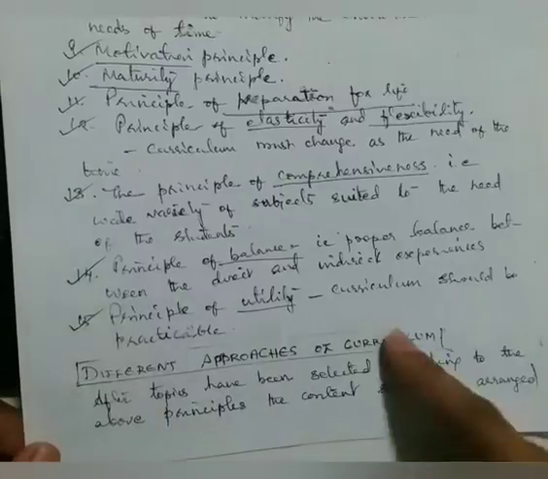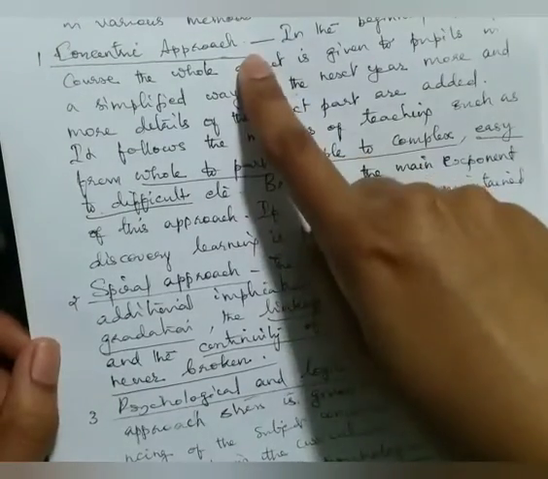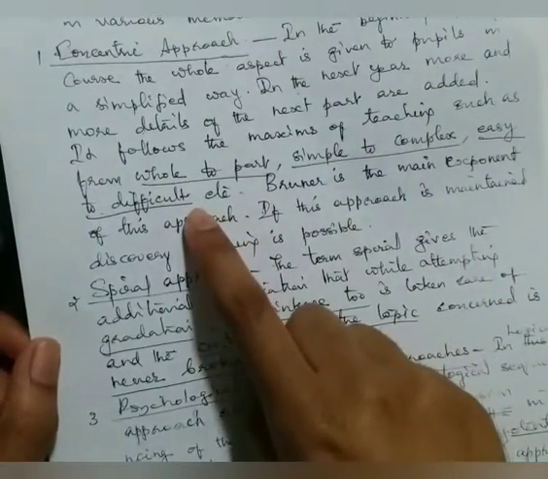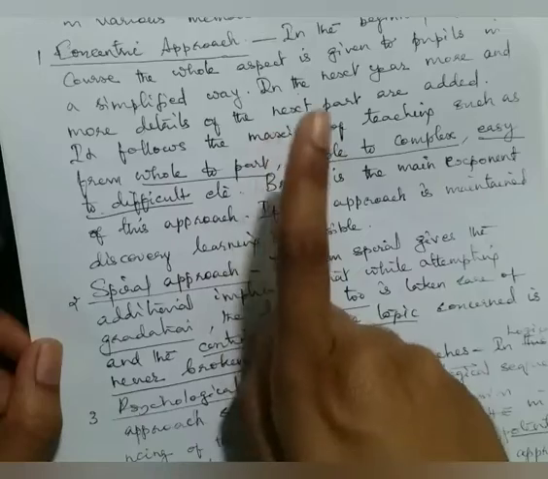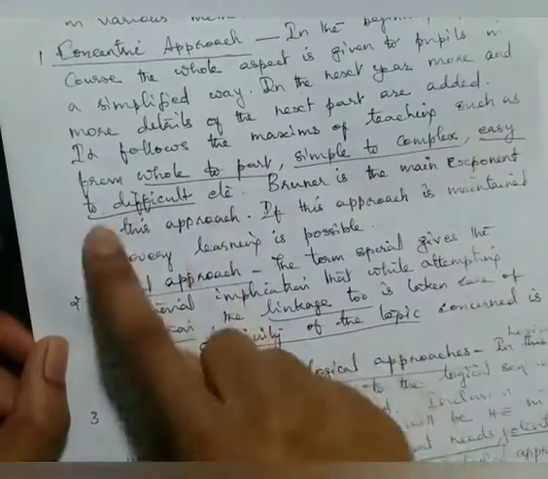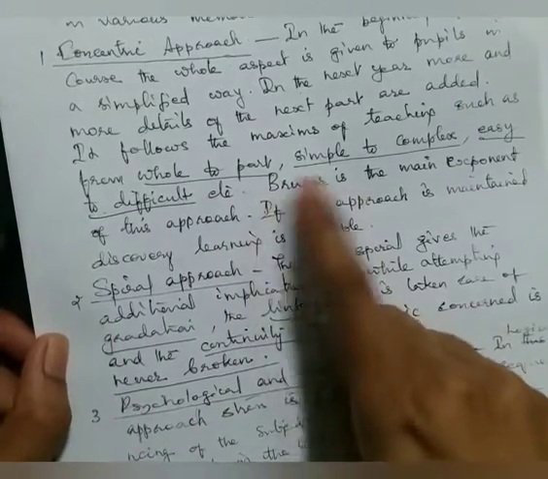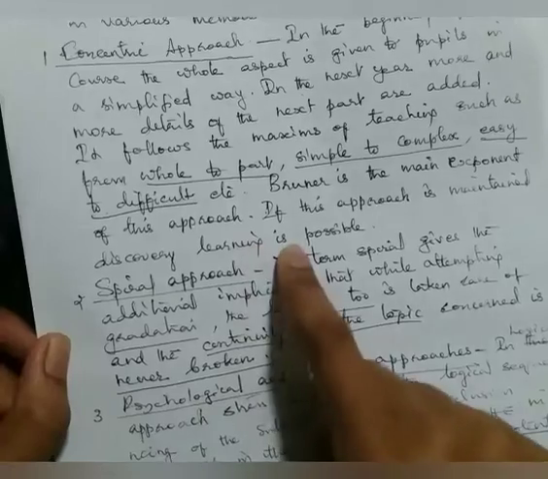So there are different approaches to curriculum. These approaches include the concentric approach. Concentric approach means the maximum of teaching should be from whole to part, from simple to complex, and from easy to difficult. It deals with Bruner's meaningful learning. Discovery learning is also possible.